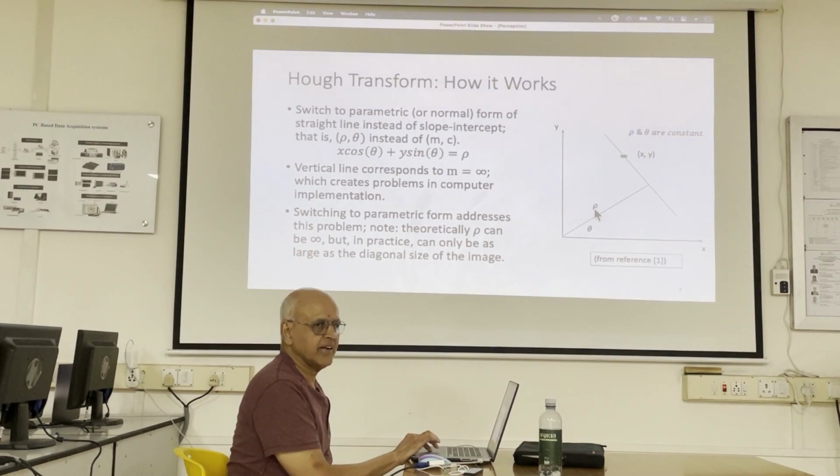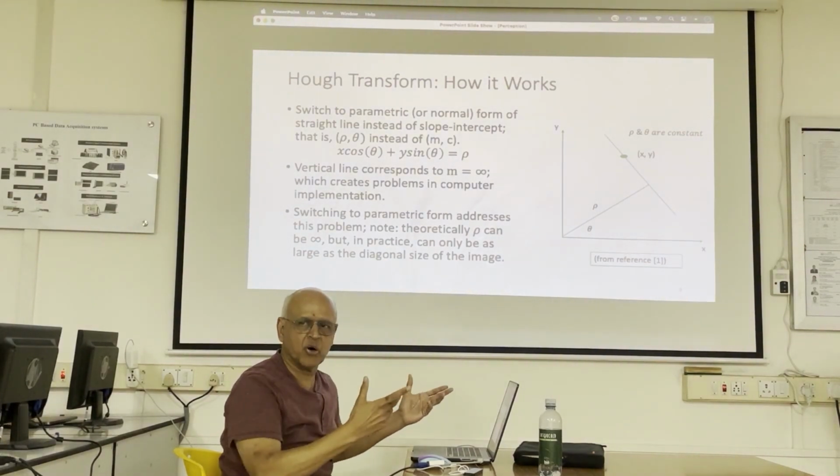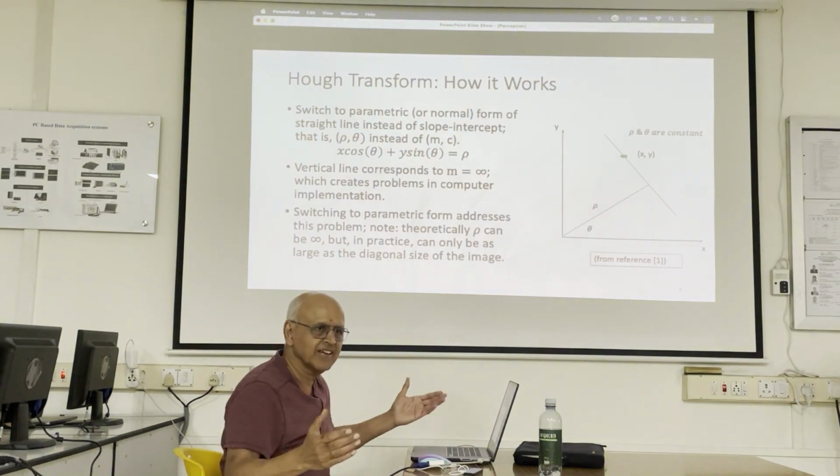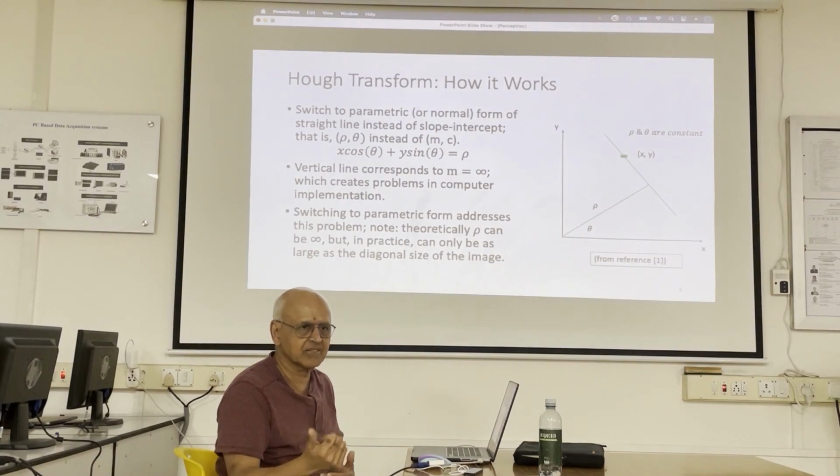Rho can never be infinity because the image is sitting right here. So the maximum rho is across the image, right? And theta, you already know about theta. Theta is finite. So by switching from mc to rho theta, you avoid that problem of implementation.